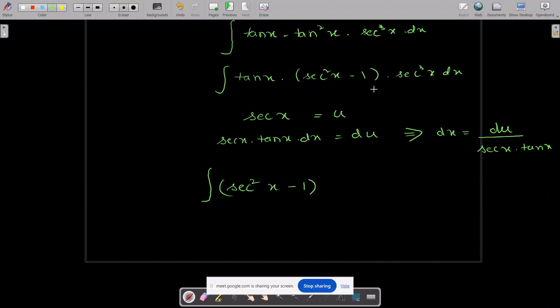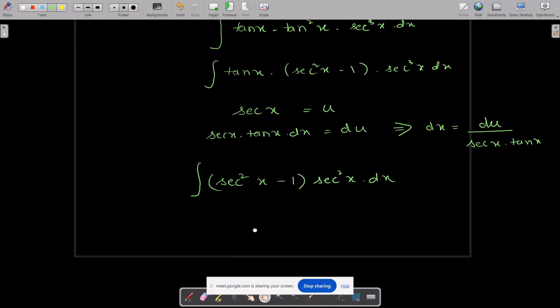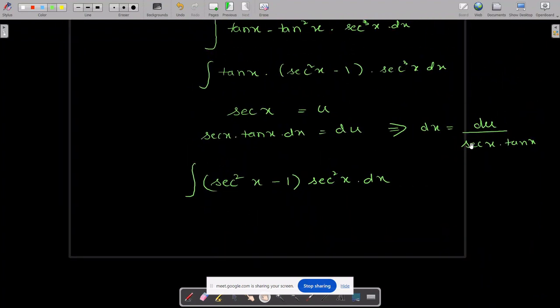Wait, so we have this, and tan x gets cancelled, one secant will get cancelled, and we will have secant squared x dx. Secant cubed. No, but then one will get cancelled, right? One secant will get cancelled. Oh, I didn't consider that. I only considered the tan x. Okay, that makes more sense.